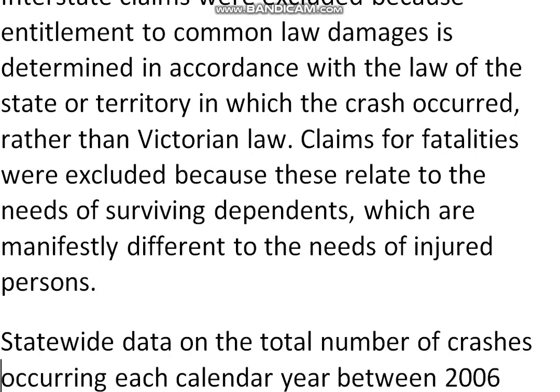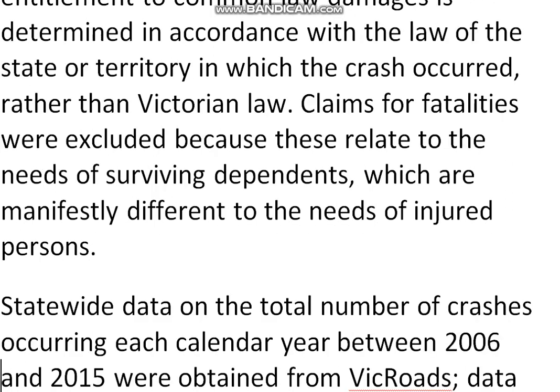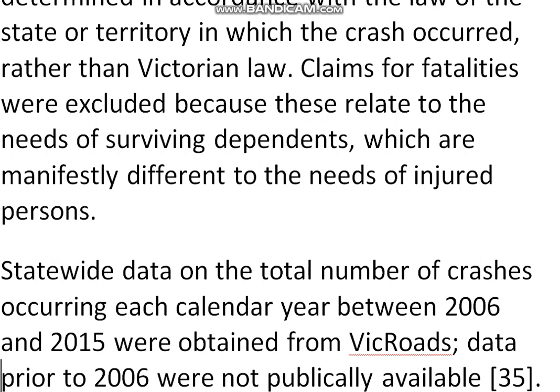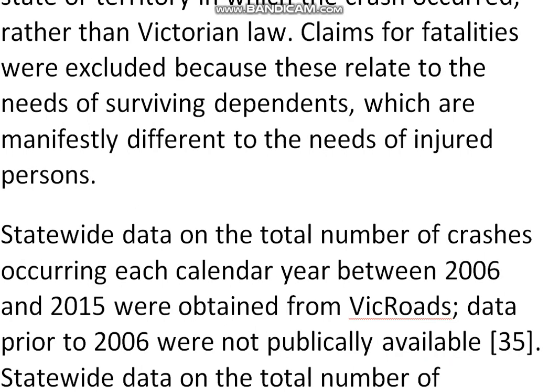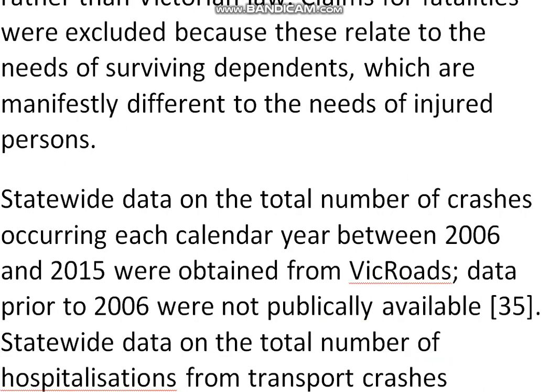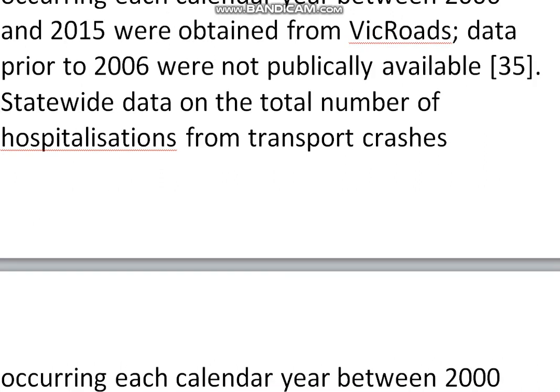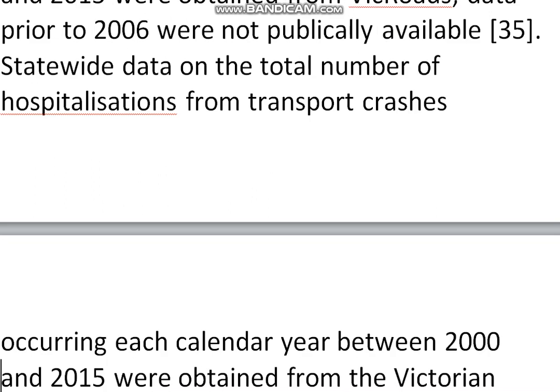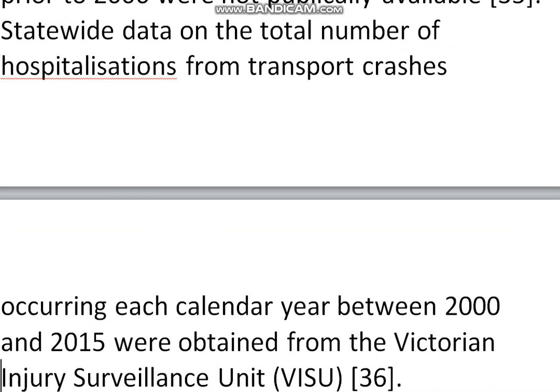Statewide data on the total number of crashes occurring each calendar year between 2006 and 2015 were obtained from VicRoads. Data prior to 2006 were not publicly available. Statewide data on the total number of hospitalizations from transport crashes occurring each calendar year between 2000 and 2015 were obtained from the Victorian Injury Surveillance Unit.